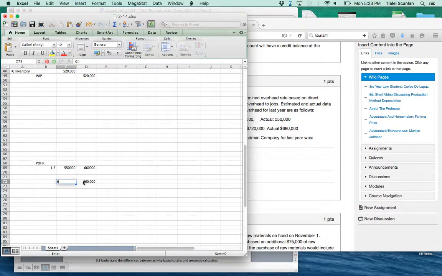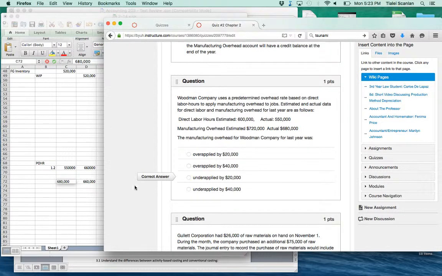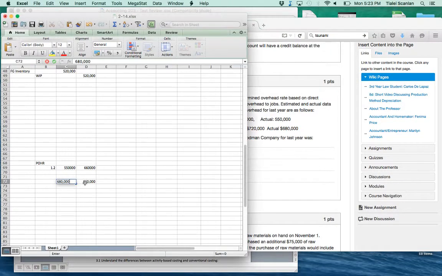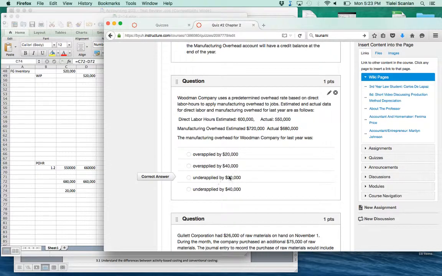Oh, sorry, 680 from the question. Right there, actual 680 versus the amount we applied or calculated. And so we can see that the actual is greater than the applied, so we underapplied our amount by 20,000. So we actually incurred a lot more than we were expecting, 20,000 more. So 20,000 was underapplied right there.